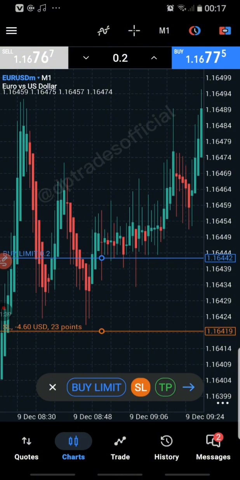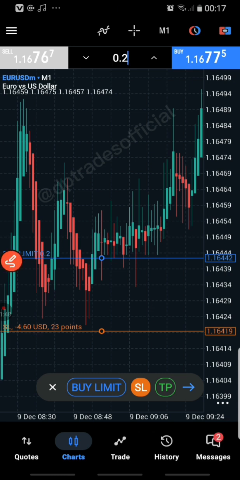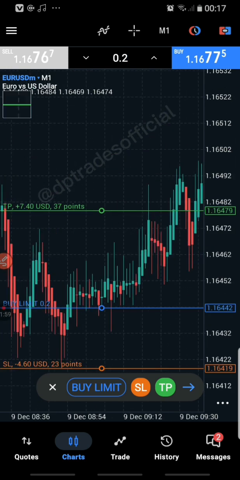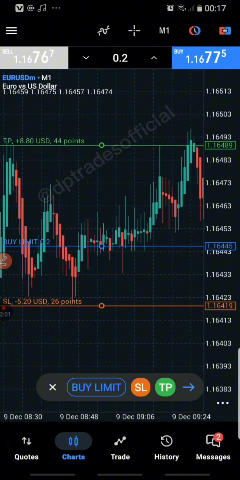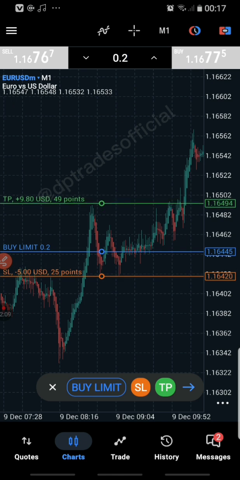And okay, let's just say $4 as stop loss. We are having $4 as stop loss. So our take profit should be at least times 2 of this. Let's say $8 or $9. $8 or $9. So that's TP. TP was actually taken. If you ever put here $10, it would have still been taken.